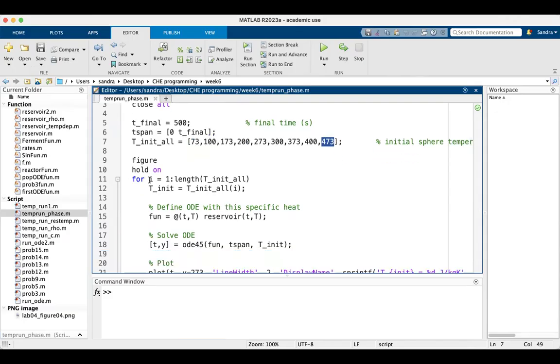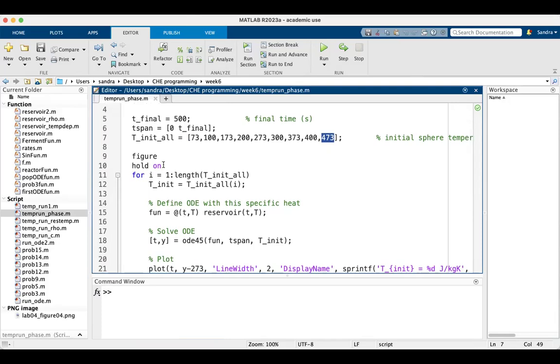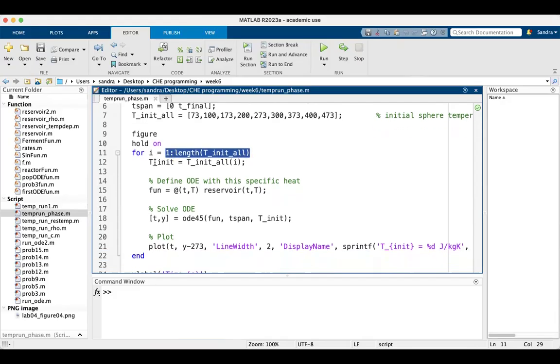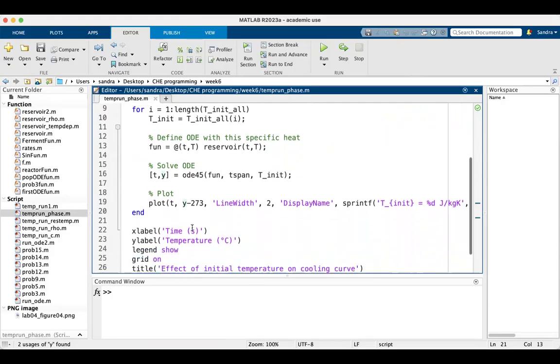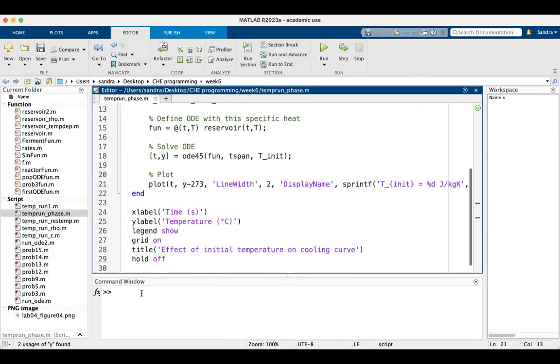Now what happens? The same for loop you have, but this time the for loop has to loop with the initial values of temperature. So I have i to length of T initial all, and T takes the first value. First it takes 73, then in the loop it takes 100 and so on. I have the reservoir function, the same reservoir function that we had. Now the ODE solver solves it and we are plotting time versus temperature in degrees Celsius. Now let me just run this code.